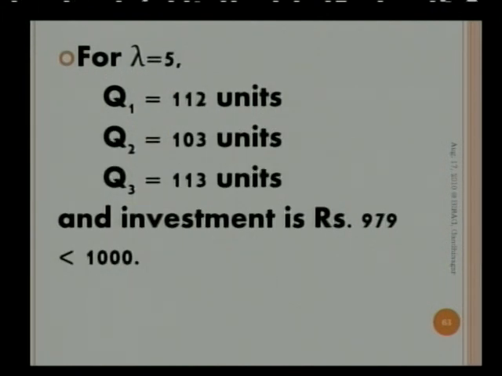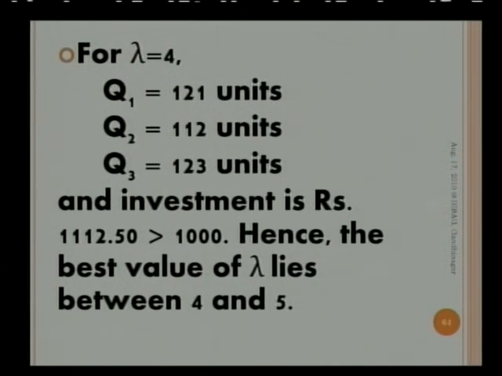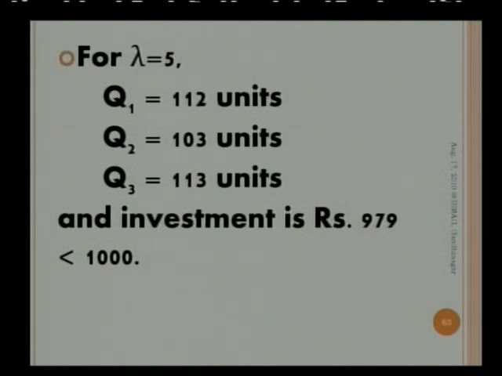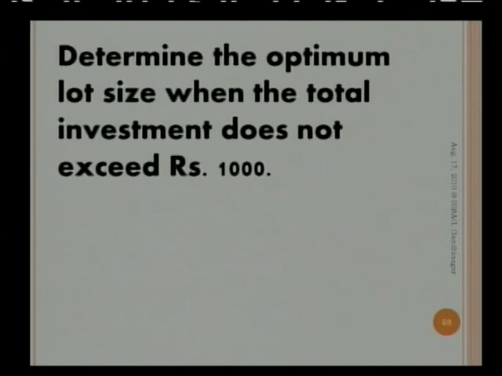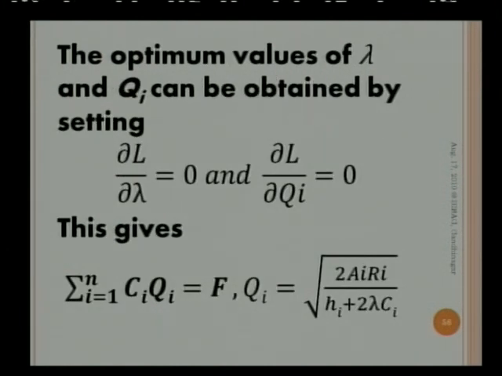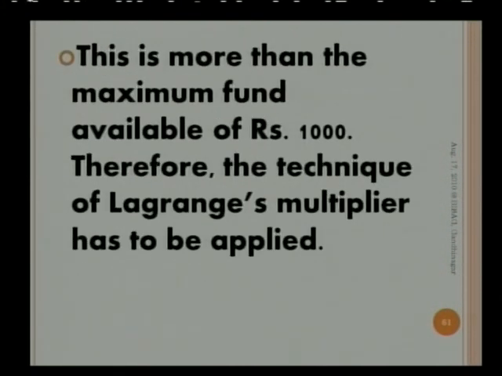And here, what Professor Sukla said: for lambda equal to 5, the total investment is 979. For lambda equal to 4, it is 1112.50 rupees. So for lambda equal to 4 it increases, for lambda equal to 5 it decreases. So looking at the formula for Qi, one can make a judgment whether to increase or decrease the value of lambda. If your total fund turns out to be more, decrease the value of lambda, or vice versa, and that is what has been used here.